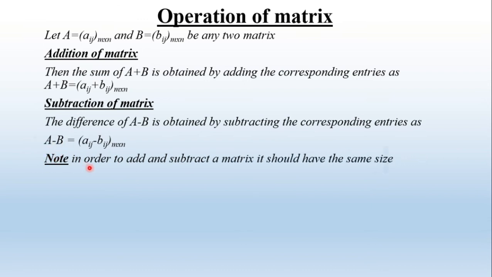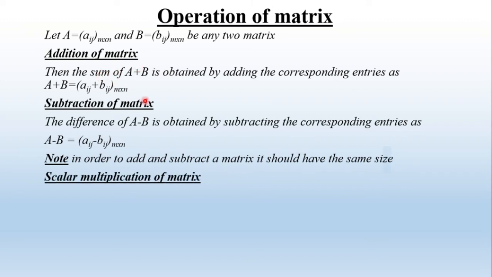Note, in order to add and subtract matrices, they should have the same size. A and B are both m by n, so A and B should have the same order or size. For example, if A is 3 by 3, B must be 3 by 3. Otherwise it's not possible to add. That means if two matrices do not have the same size, it's not possible to add or subtract or simply to operate on the matrices.